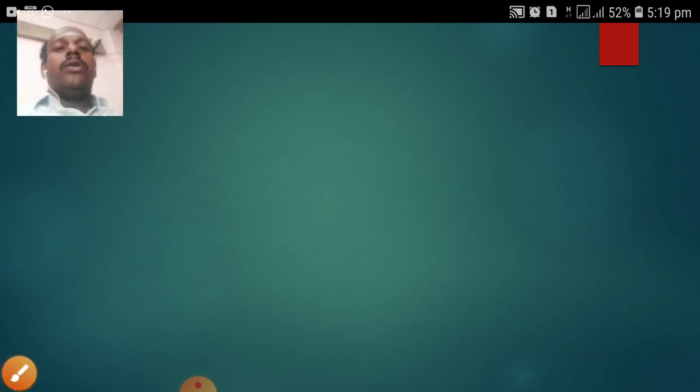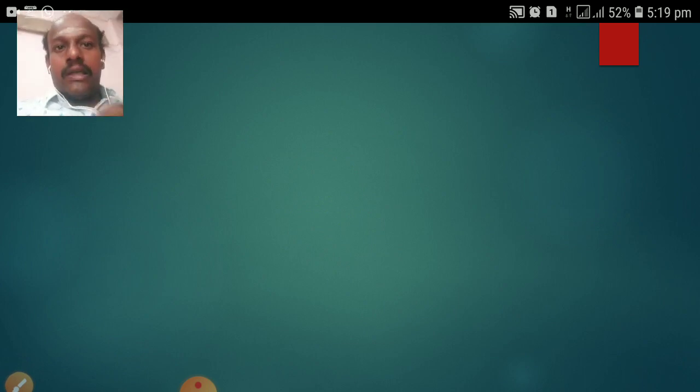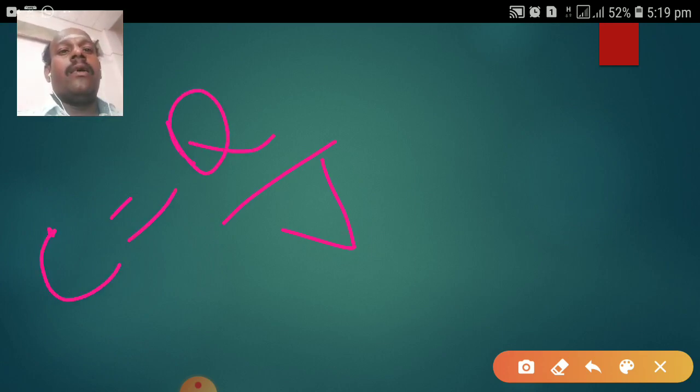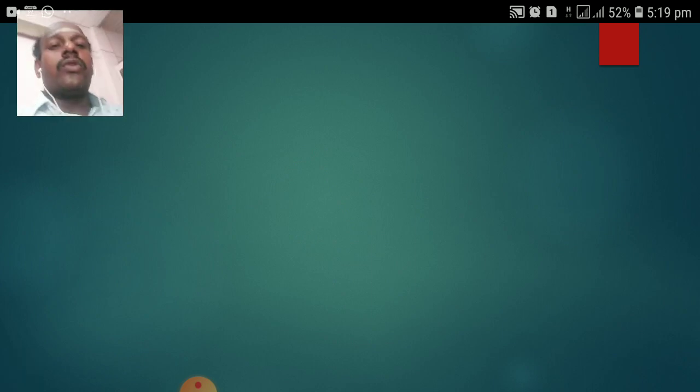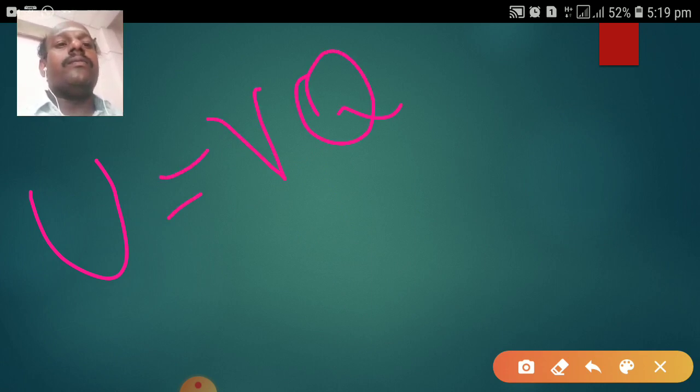Before we see that, we have to remember certain relations. What are the relations? C is equal to Q by V, and V is equal to E into D. These two are very important relations. And here the work done will usually be denoted as U. In electrostatics, U will be equal to V into Q.